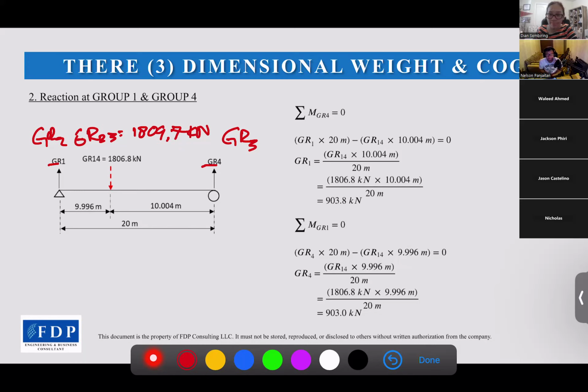For group 3, I got 904.5. Group 2, 905.2. Group 3, 904.1. 0.5.